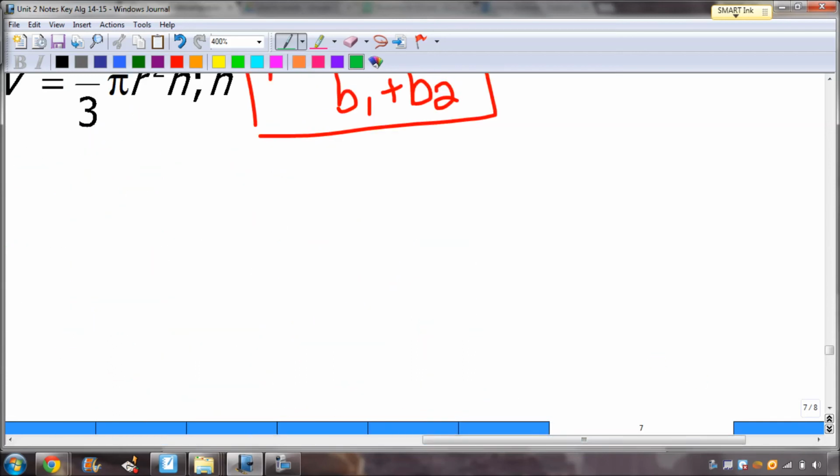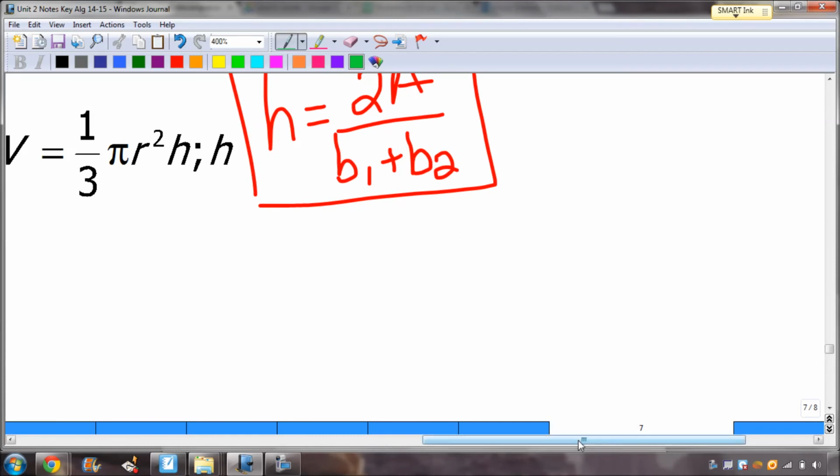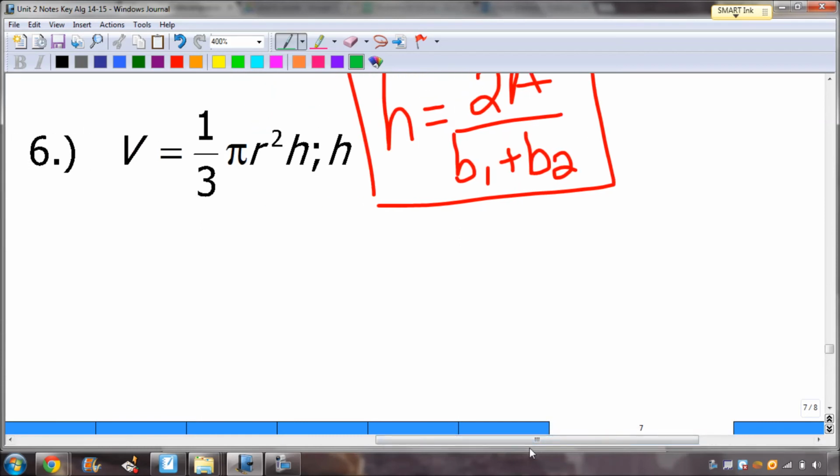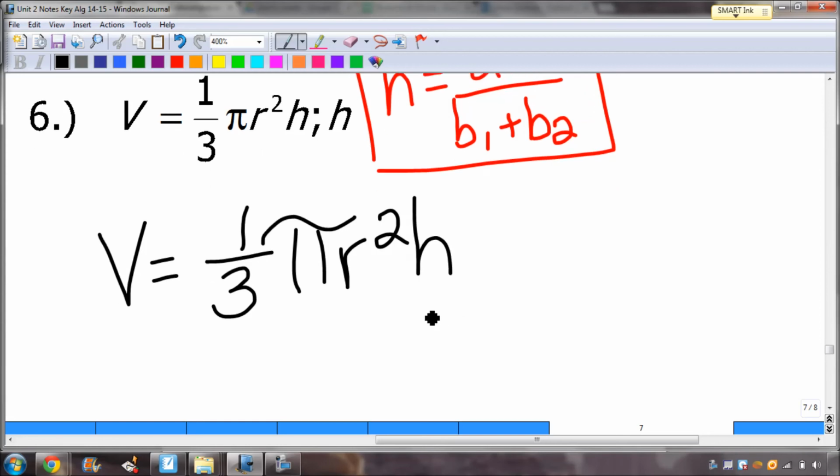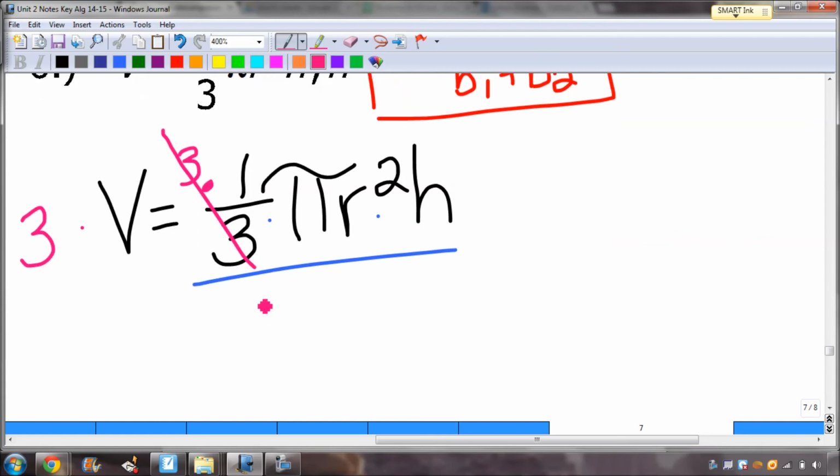Question number 6. So in number 6, I'm trying to get the h by itself, okay? So I'm going to copy down the problem. And remember, we said we want to get rid of our fractions first. So again, this is all just one term because it's all separated by multiplication. There's no addition or subtraction signs here. So I'm going to multiply by 3 just once on this side and once on this side. So these 3's will cancel each other out. Remember, you multiply by however many terms there are. Here there's 2 terms, one on each side.